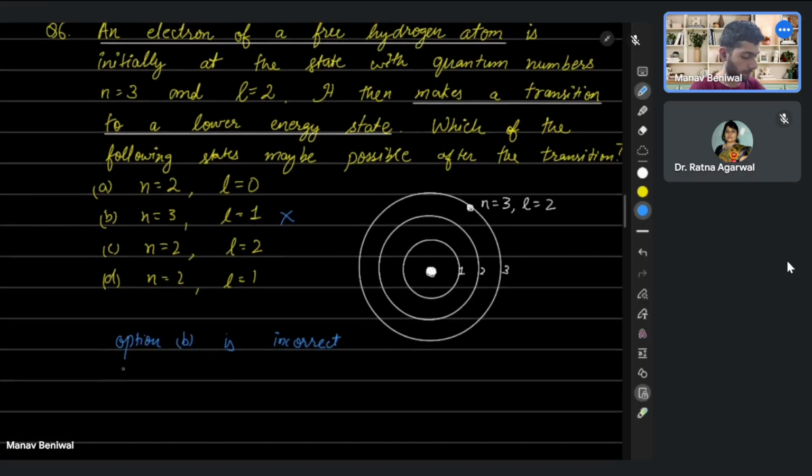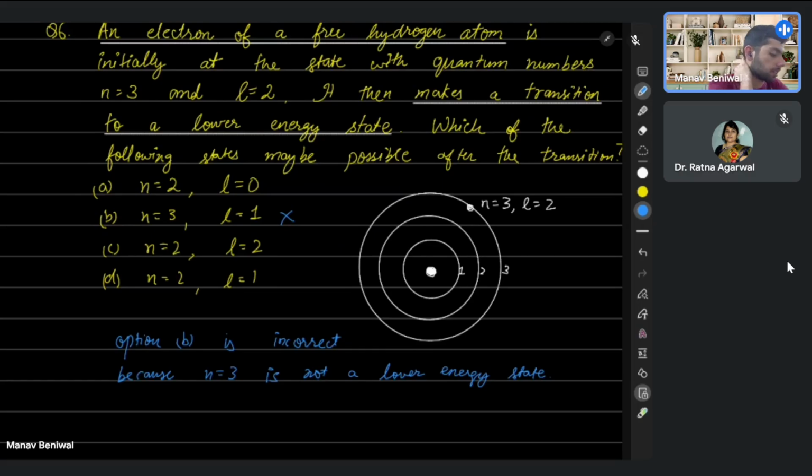Why? Because n is equal to 3 is not a lower energy state. That is not a lower energy state. Okay. And the question says that there is a transition to a lower energy state. So now we are left with options A, C and D.